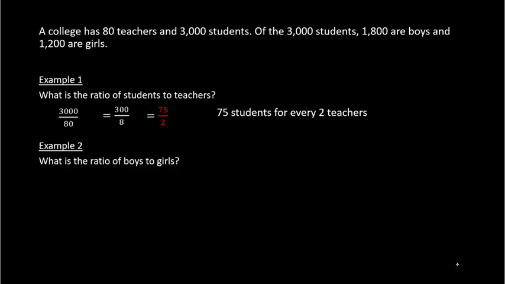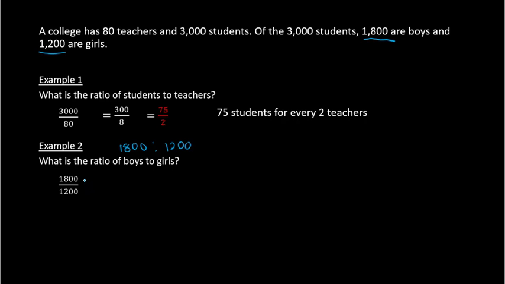Example 2, we are trying to find the ratio of boys to girls. So the ratio of boys to girls, we look at the numbers for each of them. So we see there are 1,800 boys, and we see that there are 1,200 girls. So the ratio is 1,800 to 1,200. We could write it with the colon, we could write it as a fraction, doesn't matter how we write it, but we typically are going to want to express this in simplest form.